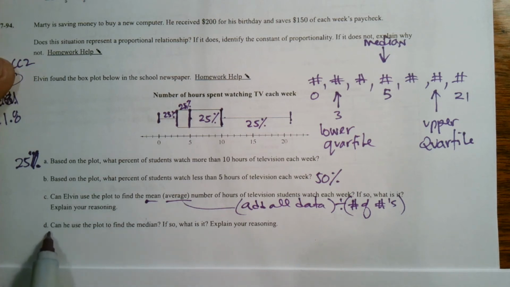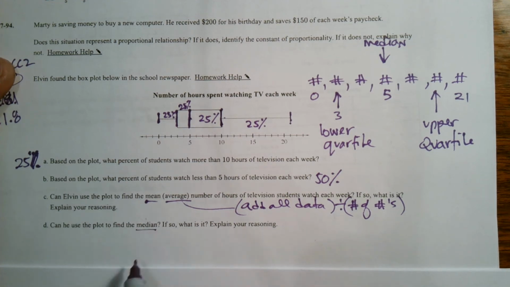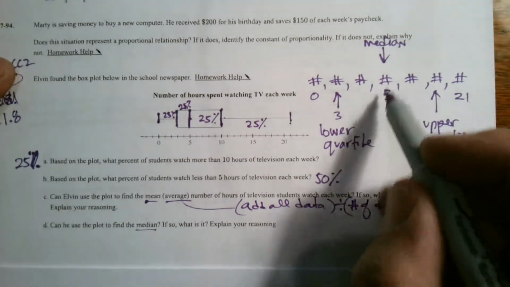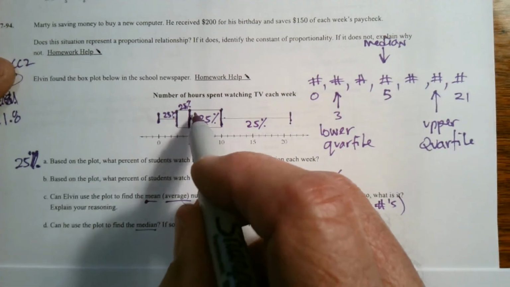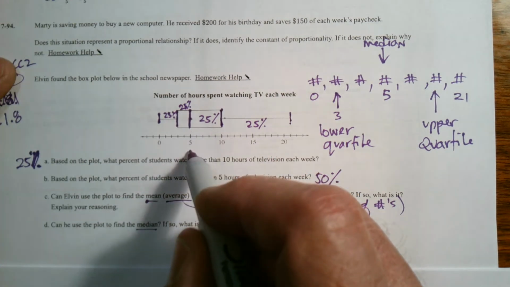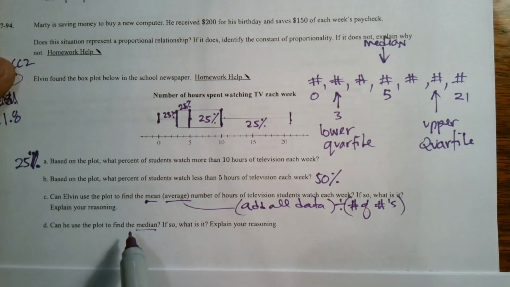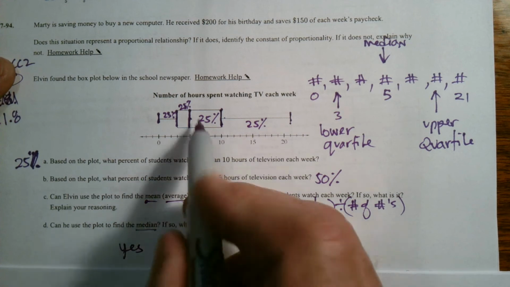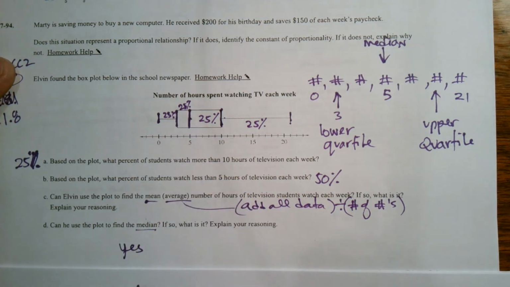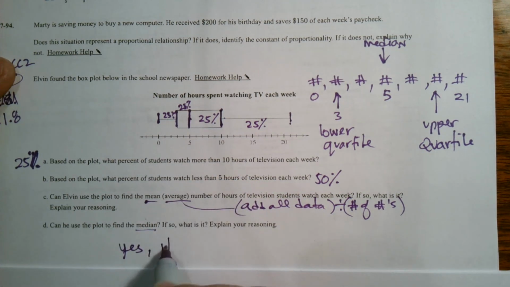Last one, D. Can he use the plot to find the median? Well, yes, actually. Because when you do a box plot, the median is the middle number, and that's what goes in this line. That right there is the median. So a box plot shows your median. Yes, it is 5 hours. So the median is at 5 hours; it's the middle of the data. Okay, there you go.